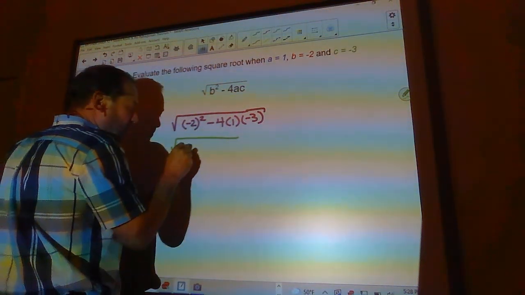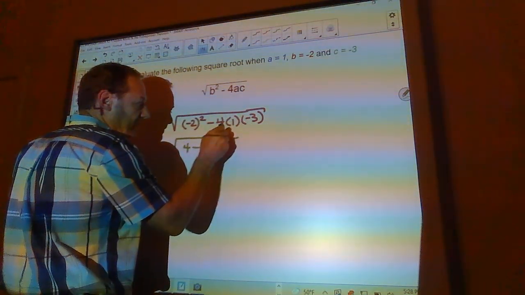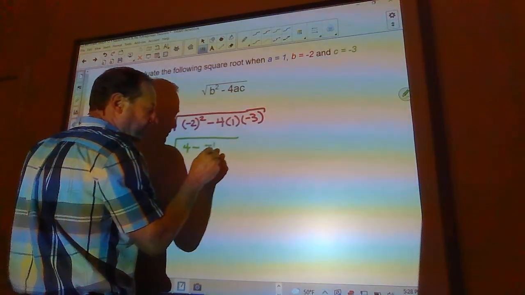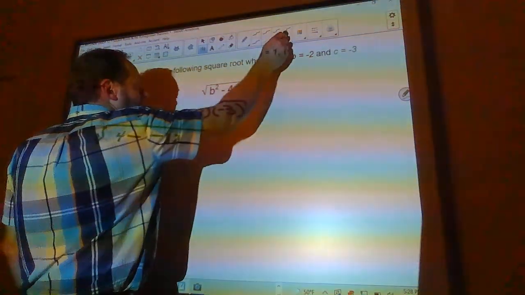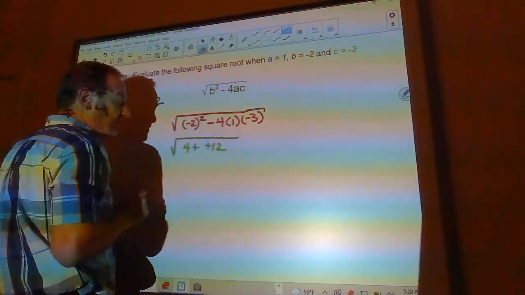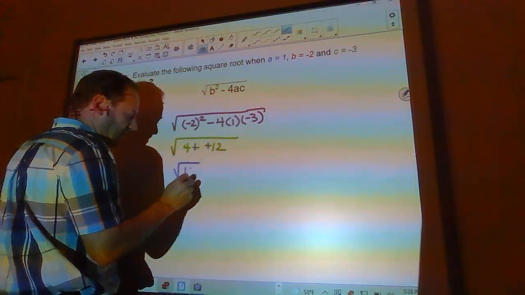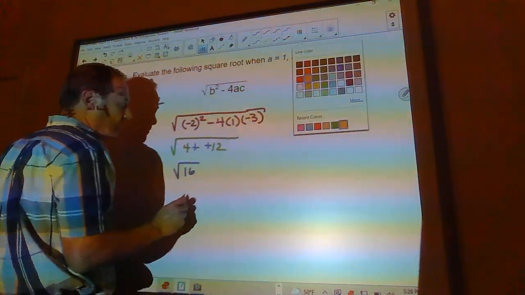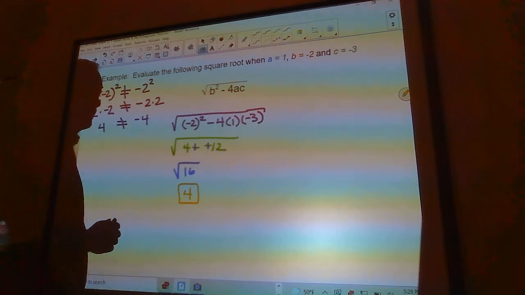So this is 4 minus, now this is 4 times 1 is 4 times negative 3 is negative 12. Okay, now remember that when I minus a negative, that's plus a positive. So this ends up being the square root of 16, which is 4. Okay, so there we go.